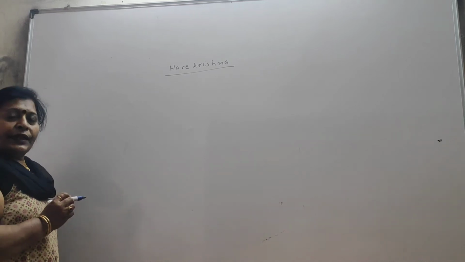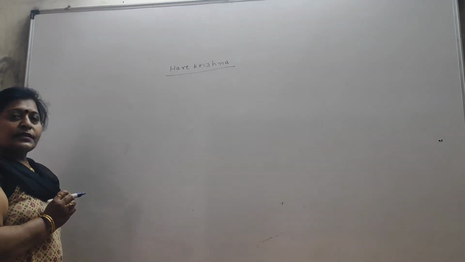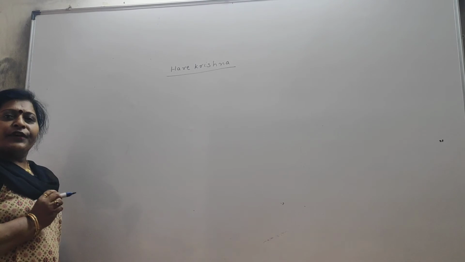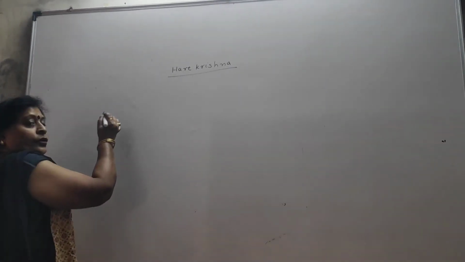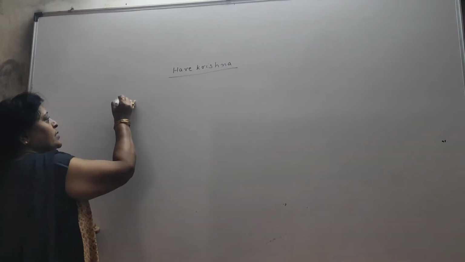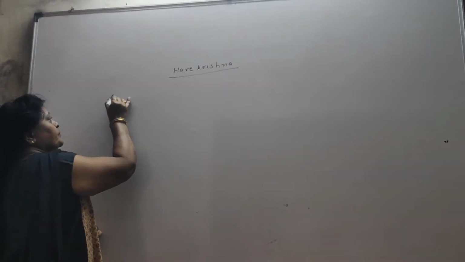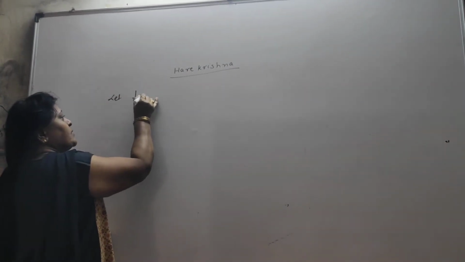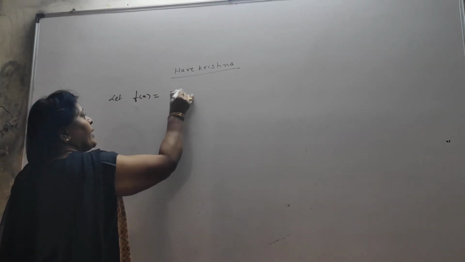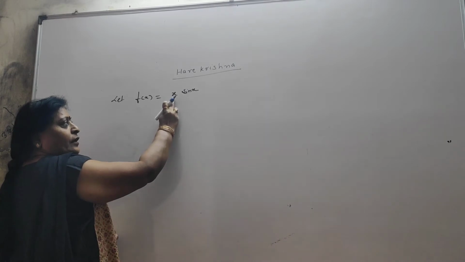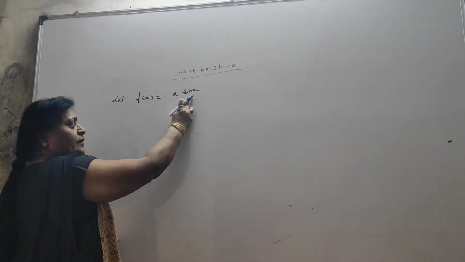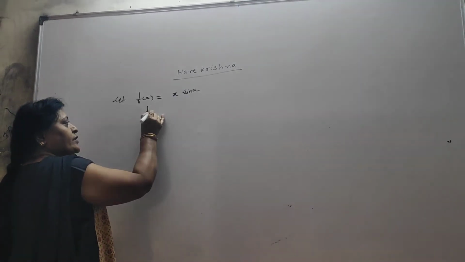I will teach you the derivative of a function that is the product of two functions. How will you find the derivative of the product of two functions? Now all of you please be attentive. Let f of x is equal to x sin x. Now there is a product of two functions, one is x and another is sin x. Now you have to find f dash x.